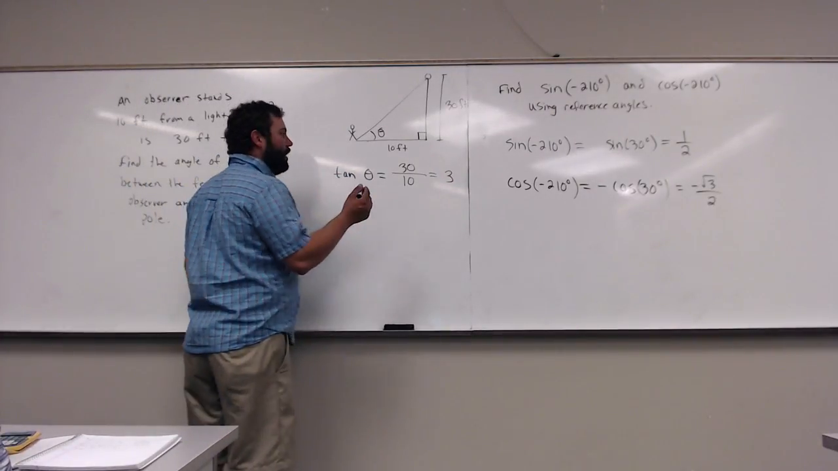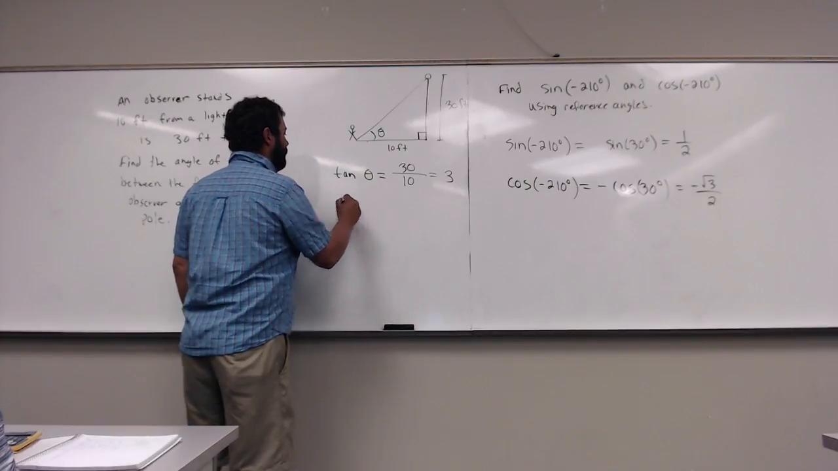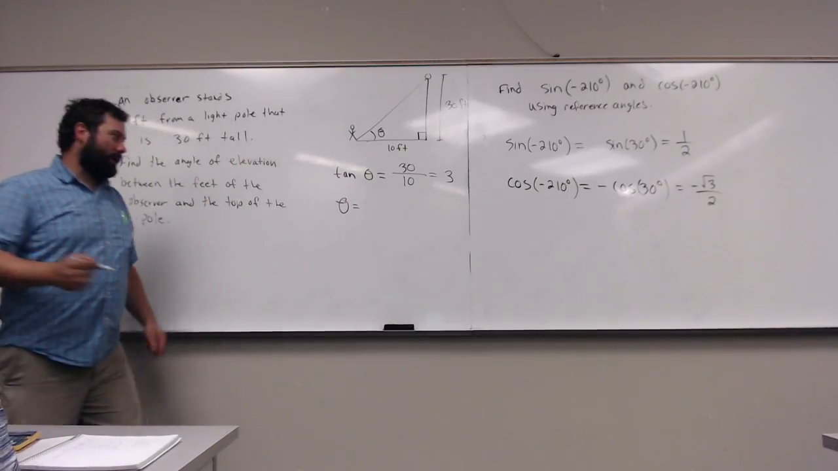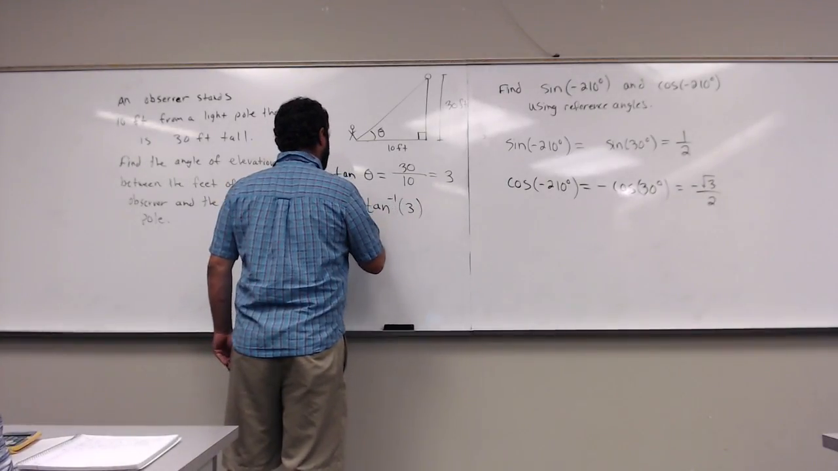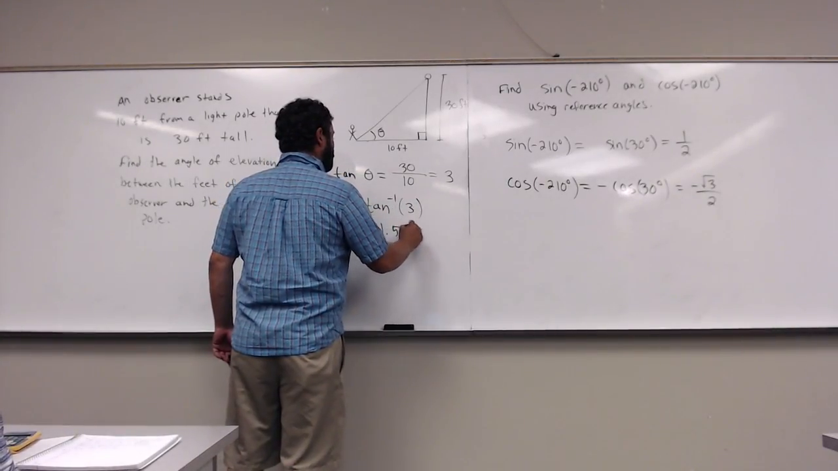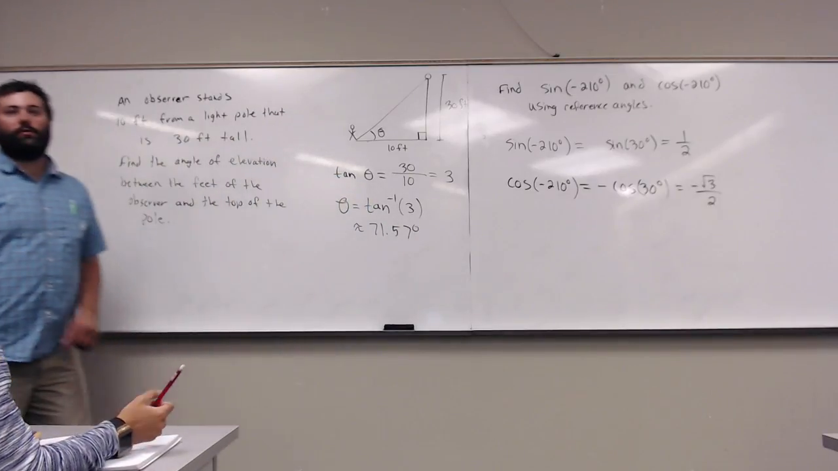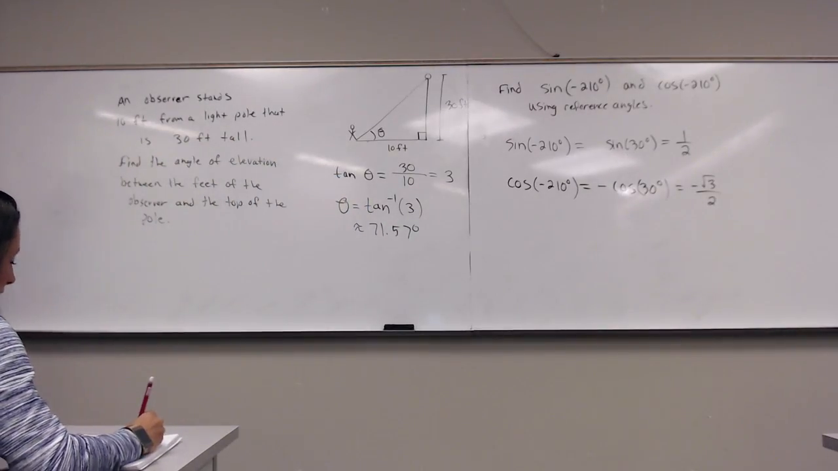And then what do I apply to both sides to get the angle itself? Just apply your inverse tan or your arctan. And you'll get 71.57 degrees.